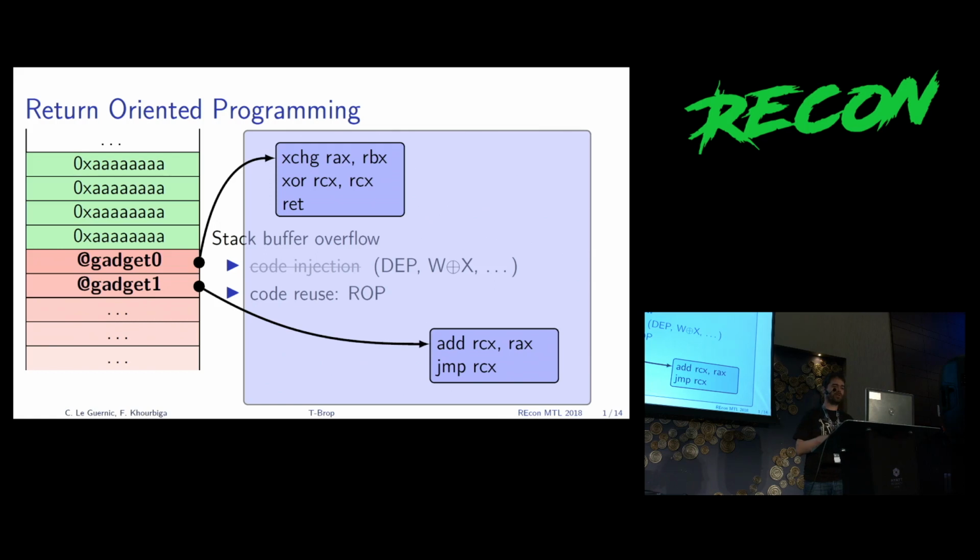So at first, return-oriented programming was focusing on snippets of code ending with a ret. Then it was extended to jump-oriented programming, and basically now we can say that it's any snippets of code that end with an indirection.